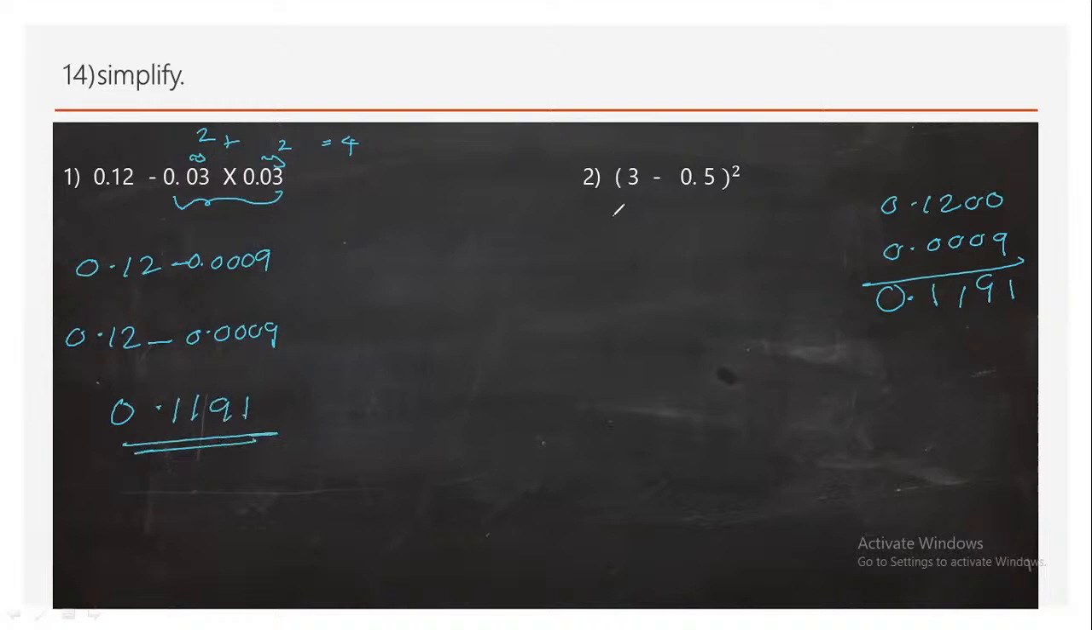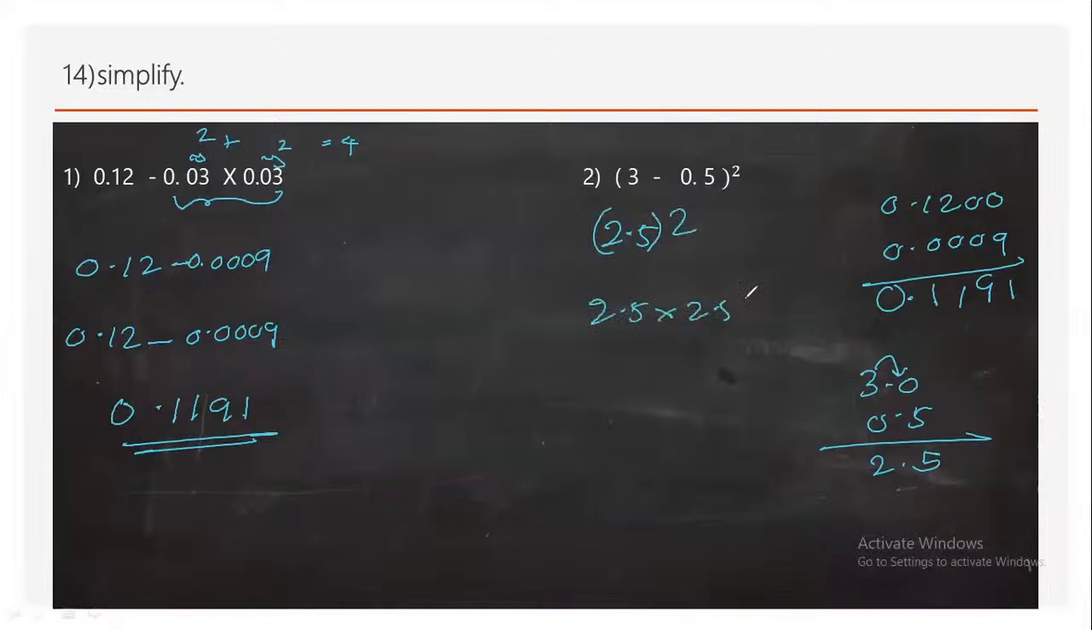0.1191. Then here bracket simplification first. Then 3 subtract 0.5. Then 0 here, borrow 1 to this side. 10 subtract 5, 5 here remaining 2. 2.5 into 2.5 squared. 2.5 into 2.5, 625. 2 decimal places, 6.25.